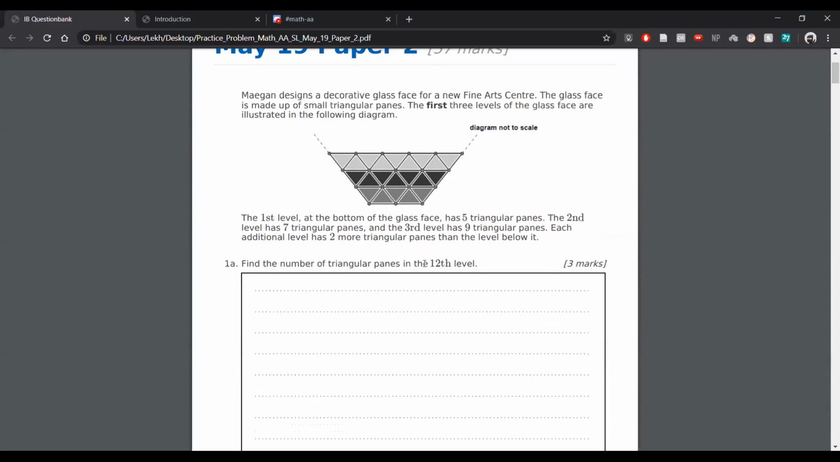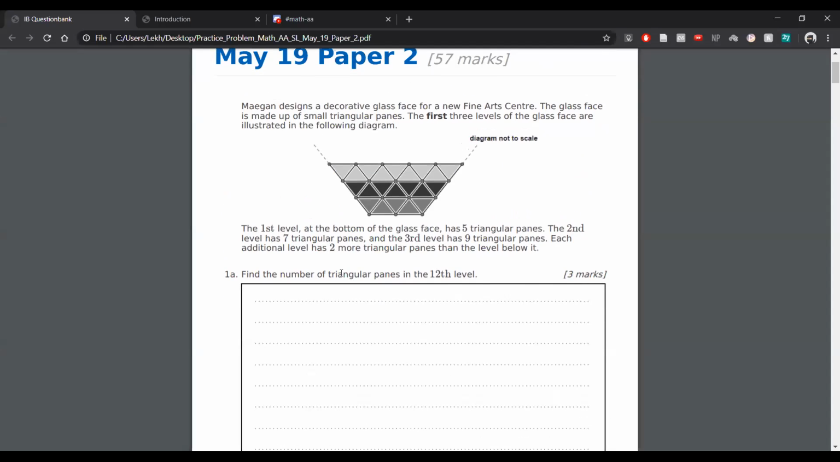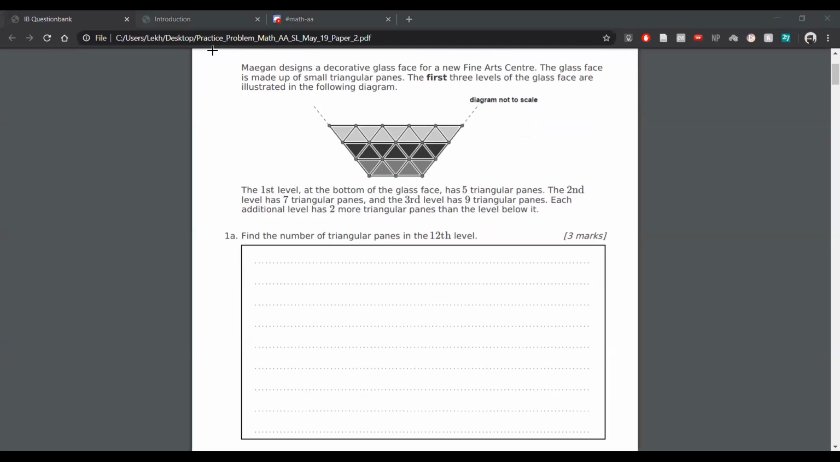So first question. Megan designs a decorative glass vase for a new fine arts center. Wait 1 second. Okay, I'm going to copy over the question from here and put it into the whiteboard. So Megan designs a decorative glass vase for a new fine arts center.